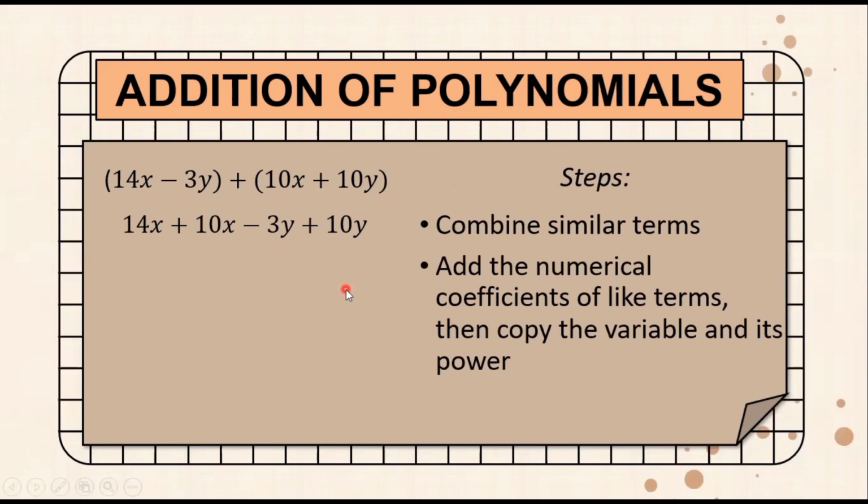So we now have 14x plus 10x, it will give you a sum of 24x. Negative 3y plus 10y, it will give you a sum of 7y. So the final answer now is equal to 24x plus 7y.